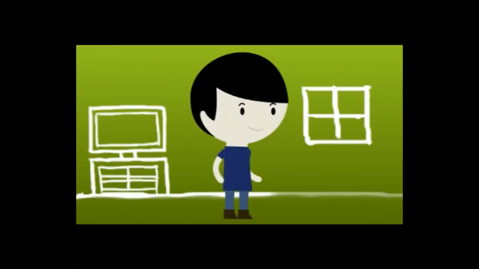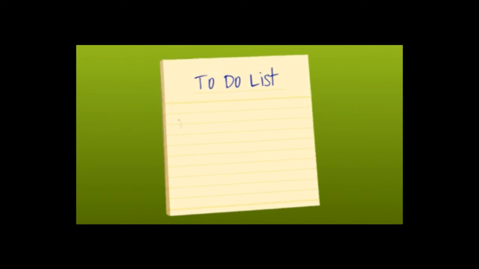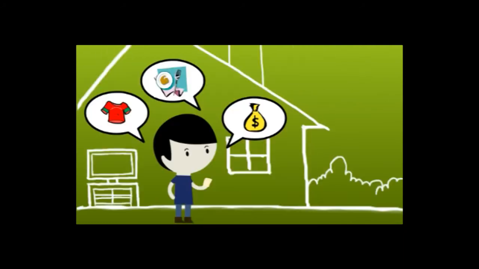One day, this guy here has to travel around the city. He will go to the bank, have lunch, and buy a new shirt. He writes down the destinations in a to-do list. But he's still confused because he doesn't know whether the destinations are open or closed.